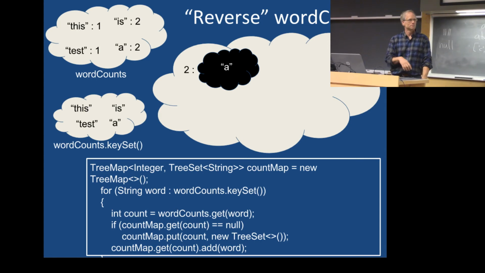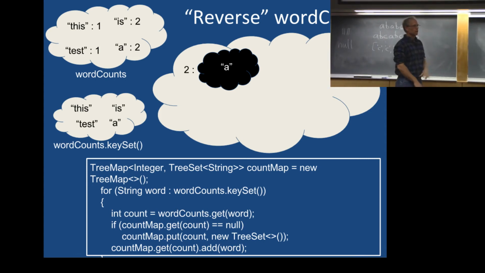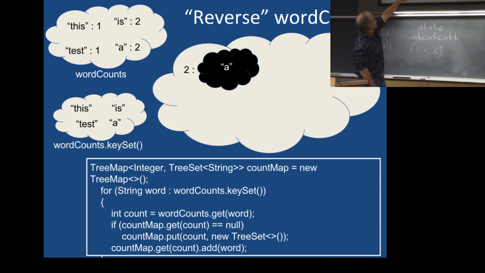Did you specify to put A in there? Yeah, what line of code here put the A in there? The last one, right, the dot add here. Instead of A or is or test, well, it just depends. We're iterating through all the words in the key set. And I just said, let's do it alphabetically just to be concrete. It's happening in some order.